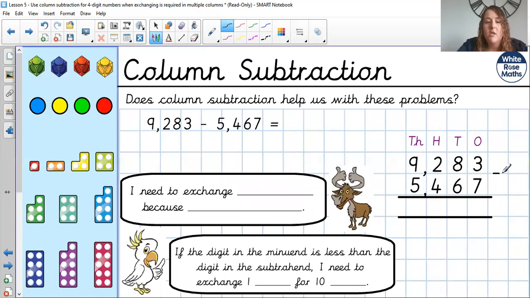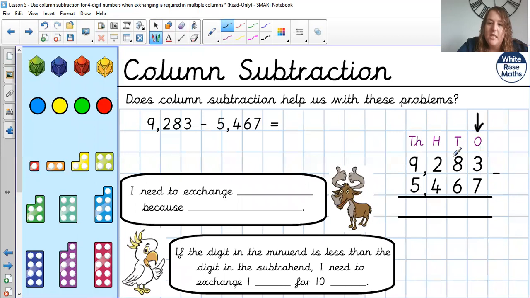And then Coco at the bottom says, if the digit in the minuend is less than the digit in the subtrahend, I need to exchange 1 something for 10 something. So again, we've spoken about those minuends and subtrahends here. So let's start and see how well we can do with this question. Starting in my ones column then, as always, 3 take away 7. Got 3 fingers, take away 7, I can't do it. So I'm going to need to exchange.